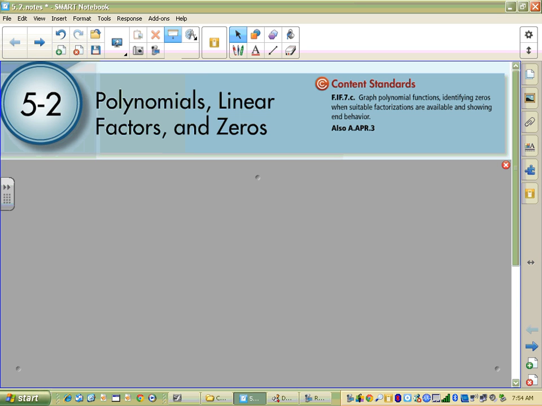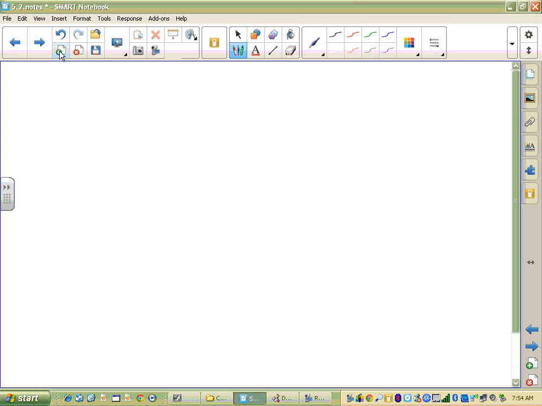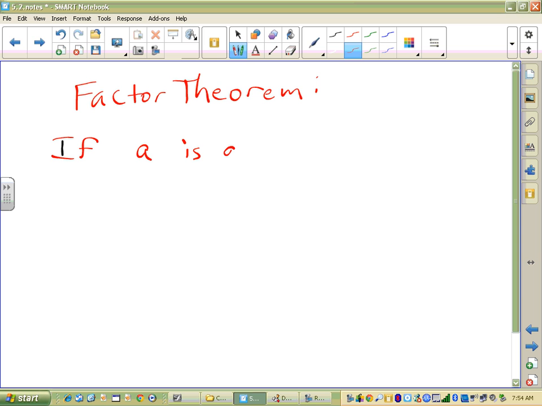So, okay, first thing I want to say then is this. This is called the factor theorem. The factor theorem. It's real important, super important. Anytime I write something on the board, usually it means it's good to know. It says if a is a 0, then the quantity x minus a is a factor.